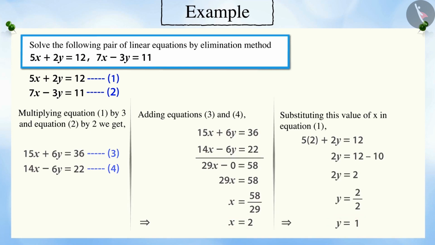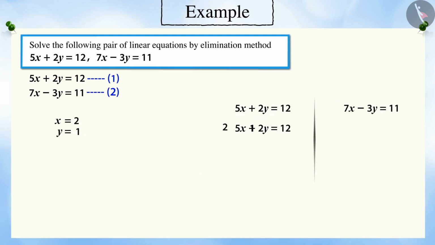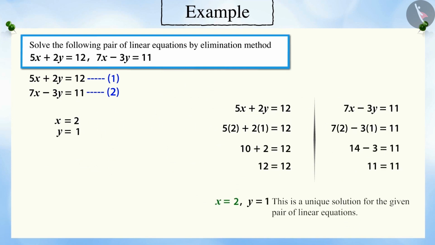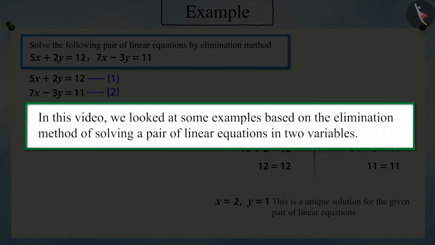Substituting the values of x and y in equations 1 and 2 and solving them, it can be proved that x is equal to 2 and y is equal to 1 is the only solution to the pair of linear equations. In this video, we looked at some examples based on the elimination method of solving linear equations. In the next video, we will look at the commonly made mistakes while solving the linear equations by the elimination method.